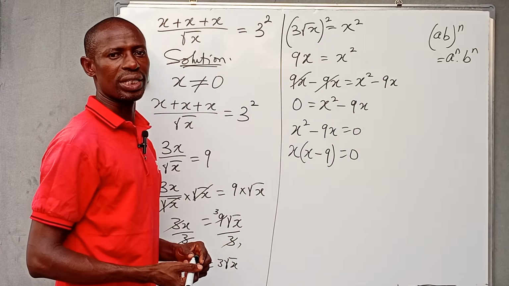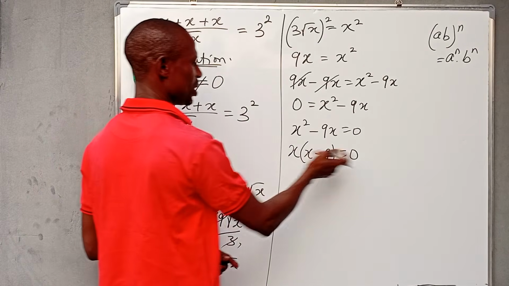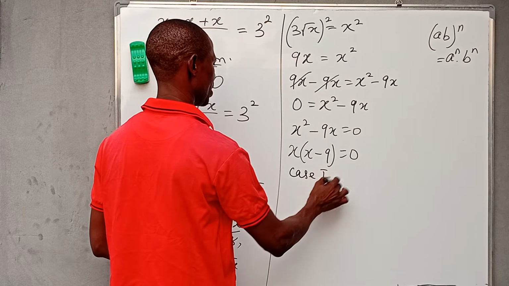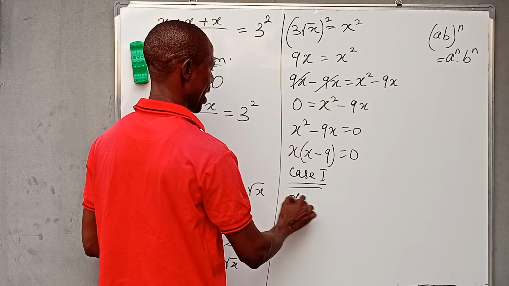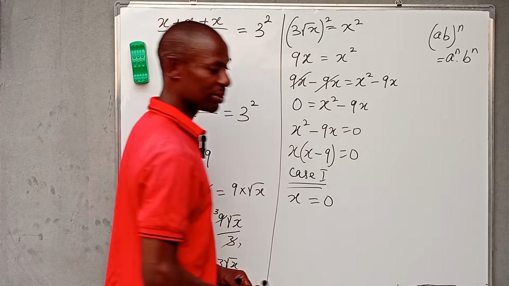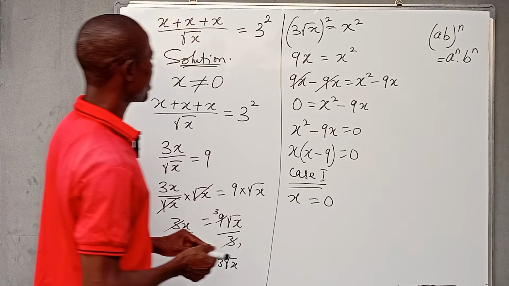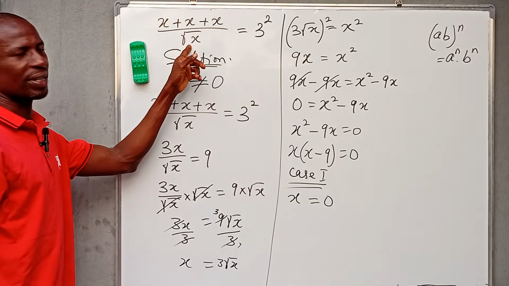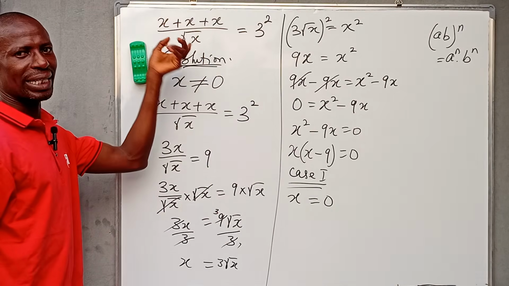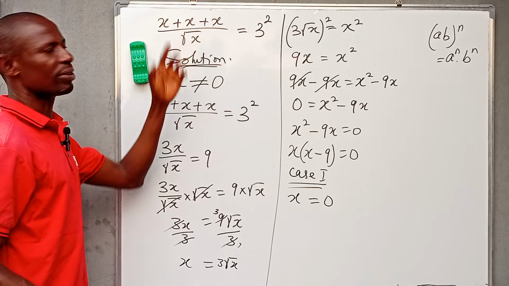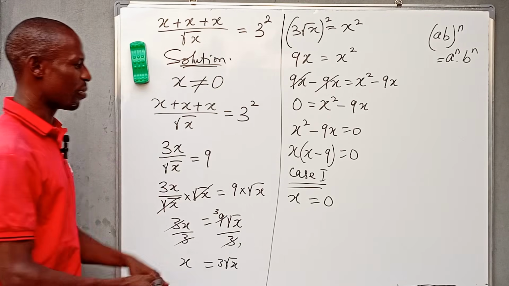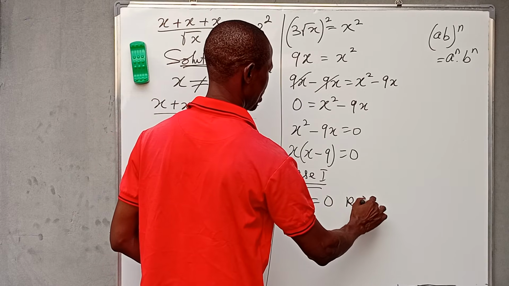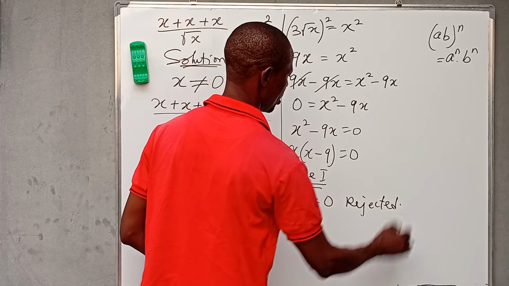We apply what is called the zero product property. By equating this to 0, and you equate this to 0. So for case 1, we're going to have x equal to 0. But remember, at the beginning, we said x cannot be equal to 0, because look here, we have the square root of x at the denominator, right? So we cannot divide by 0. And so x equal to 0 as a solution is rejected.